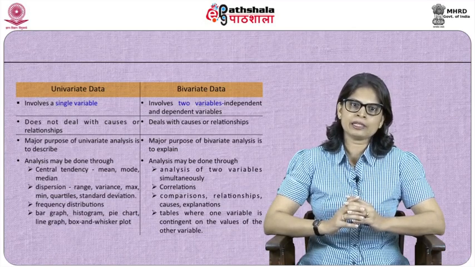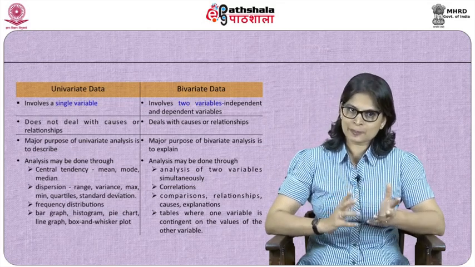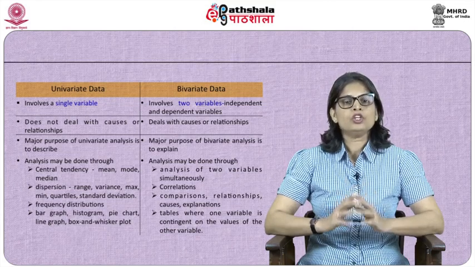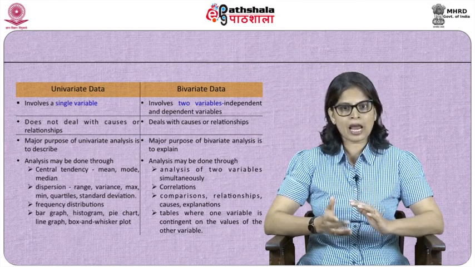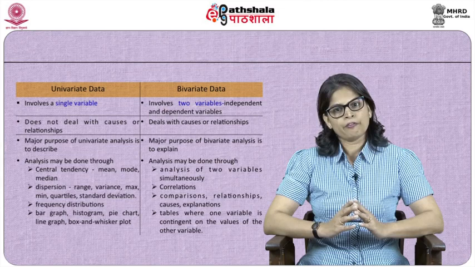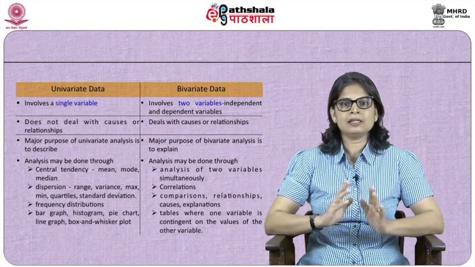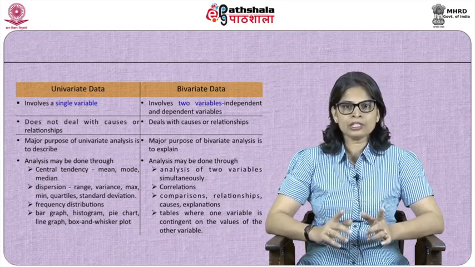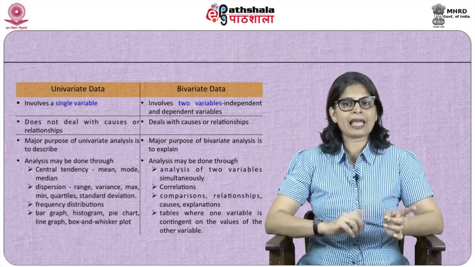The analysis of univariate data can be done using the measures of central tendency like the mean, median, mode, measures of dispersion like the range, variance, quartiles, standard deviation, etc., using frequency distributions, and also using graphs like bar graphs, histograms, pie charts, line graphs, box and whisker plots, etc. Whereas, in bivariate data, the analysis is done using correlations, comparisons, relationships, explanations and tabular analysis, where one variable is contingent on the values of the other variable. Here we have the concept of the independent and the dependent variable.